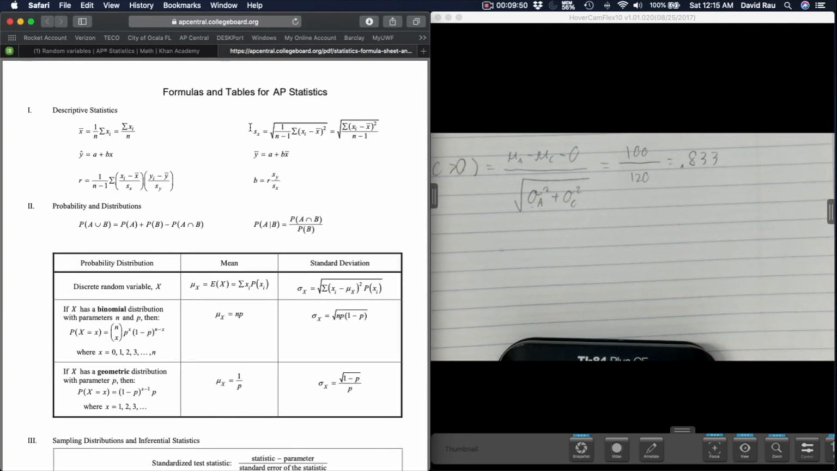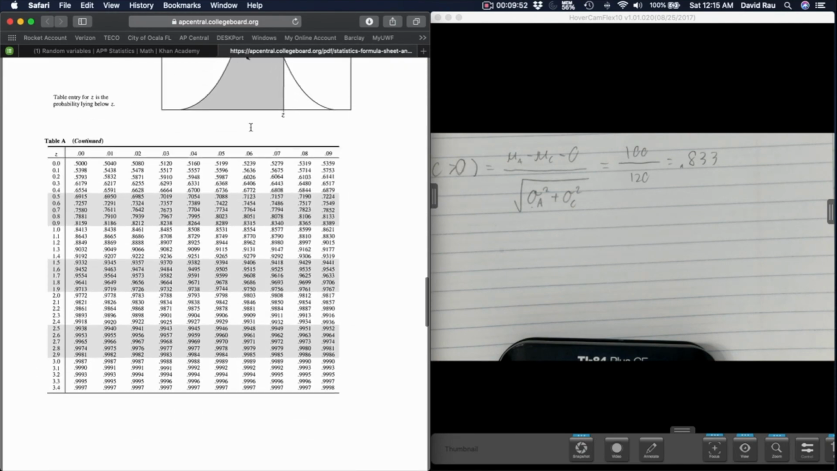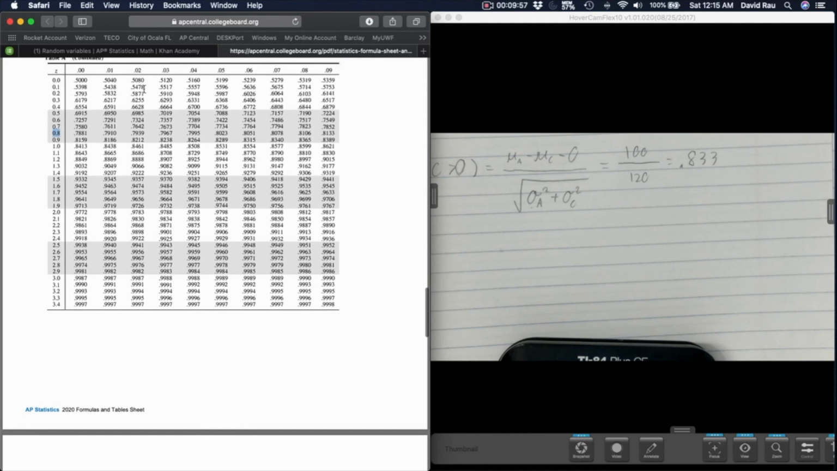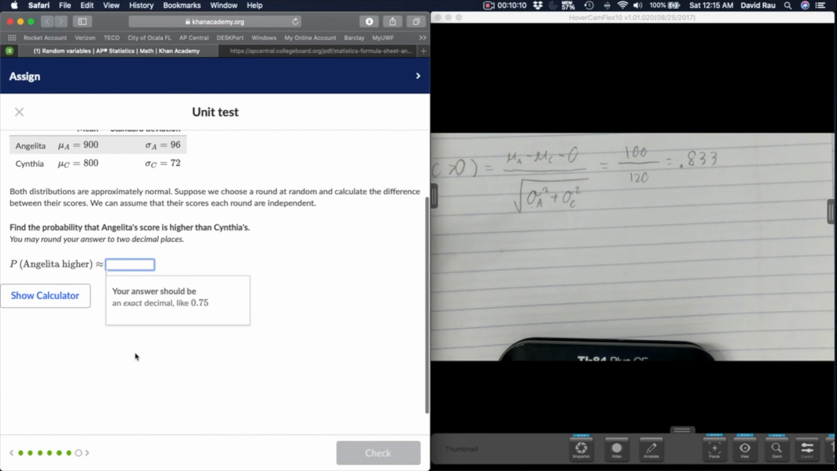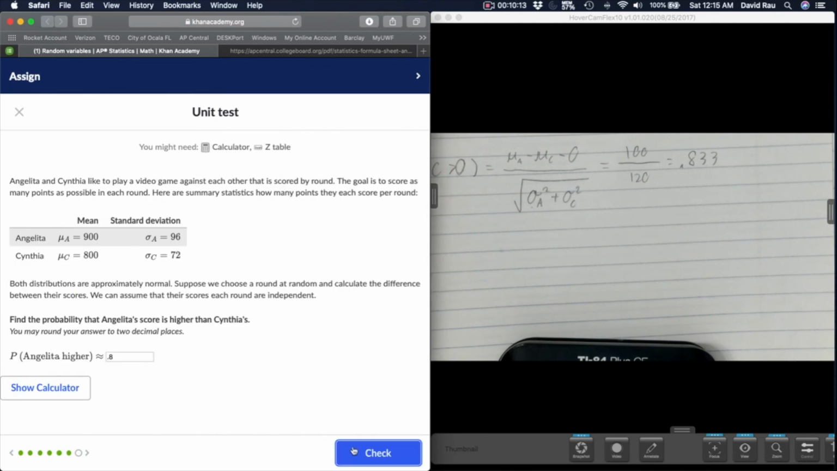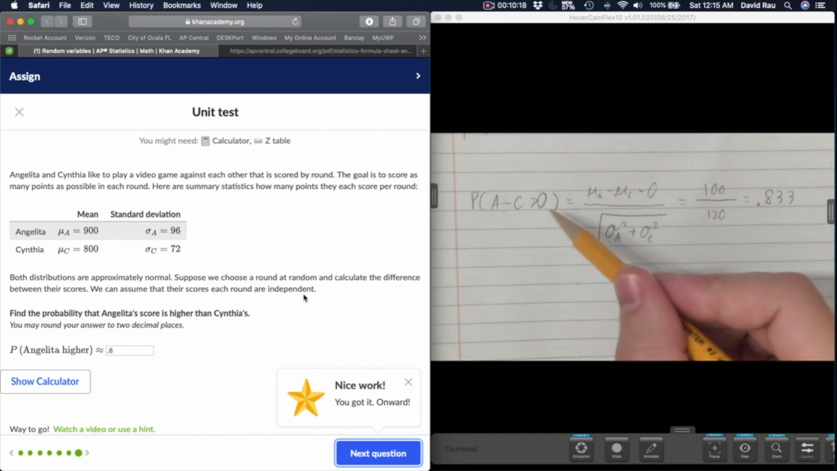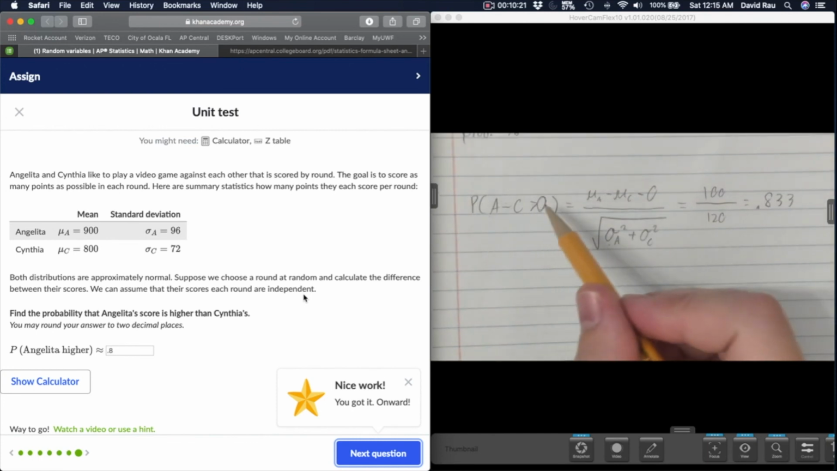And so I'm going to look at my z-table here. If I have a z-score of 0.83, 0.8 and 0.3, so that overlap is right here, that's going to happen 0.7967 of the time. So if they want me to round that to 2 decimal places, that happens 0.80 of the time. Right, so technically, I guess I shouldn't say probability equals, but that's essentially what we're calculating.